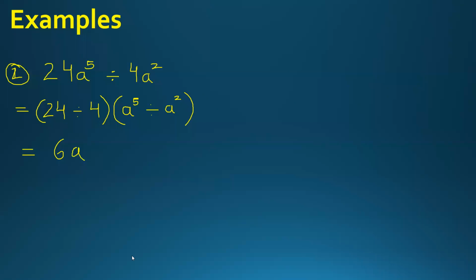So, okay, we have 6, 24 divided by 4 is 6. And then what do we do with the 8 to the power of 5 and 8 to the power of 2? What are we gonna do with that? Subtract the powers, very good. So it's gonna be 5 minus 2. And Kamaya, what is 5 minus 2? 3. 3, very good. So the answer is 6a to the power of 3.